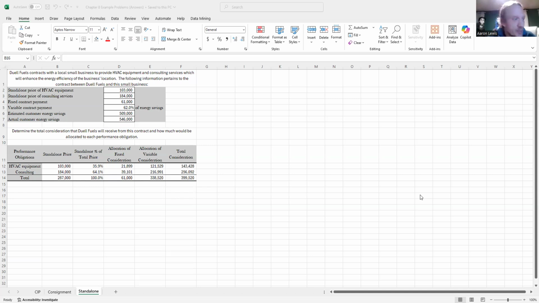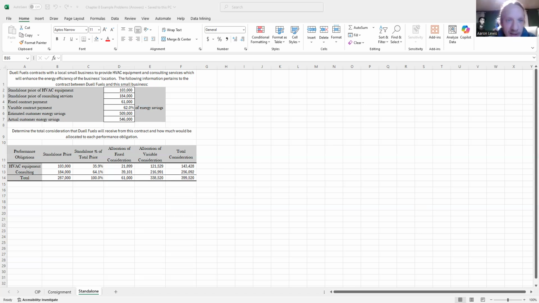When we sell these to this local business, we're not going to charge them as much as we would if they bought both of these two items, as they call it, standalone. Each one of these has its own price that we would normally charge a customer for it. And it says in our information here that the standalone price of HVAC would be $103,000 and consulting $184,000. Well, people typically want a discount when you buy in volume and you buy in a bundle, and that's what we're going to do here.